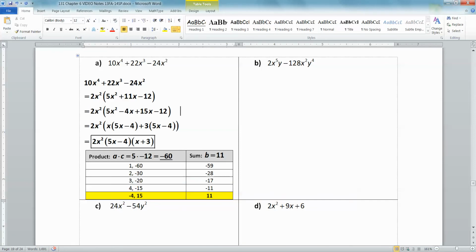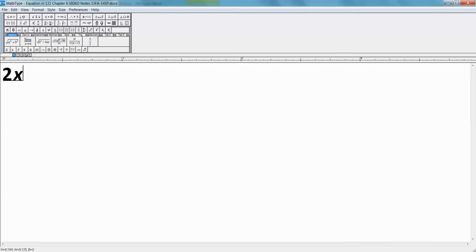And that one took up a lot of space, so I'm hoping the rest of it will all fit in. All right, so next one. Oh, this looks like a mess. 2x to the 5th y, take away 128 x squared y to the 4th. Oops, y to the 4th. All right, again, let's take out a GCF and get it out of there.